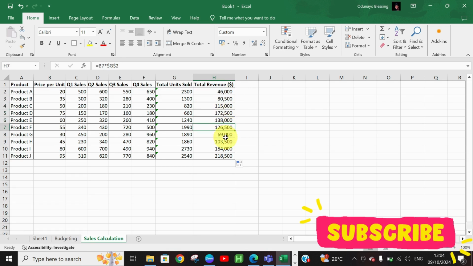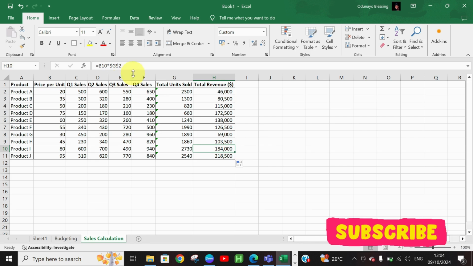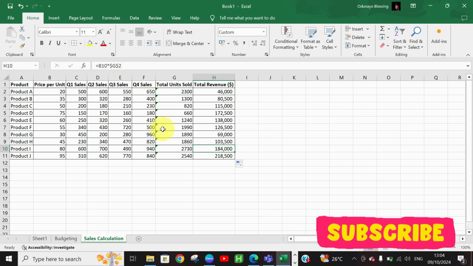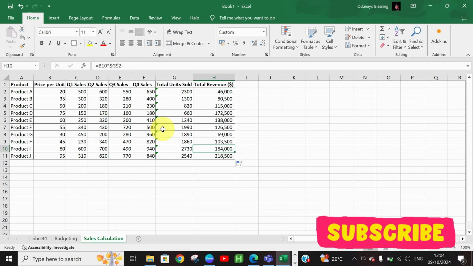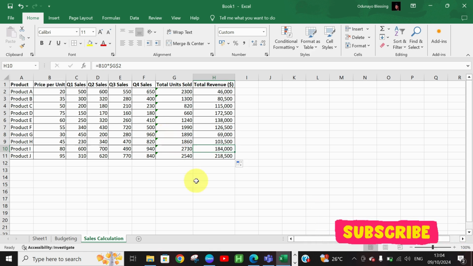The primary aim of this class is for you to know that you can lock the column by using $G2. You can lock the row by using G$2, and you can lock both row and column by using $G$2, meaning dollar the value of the column, then dollar the value of the row.